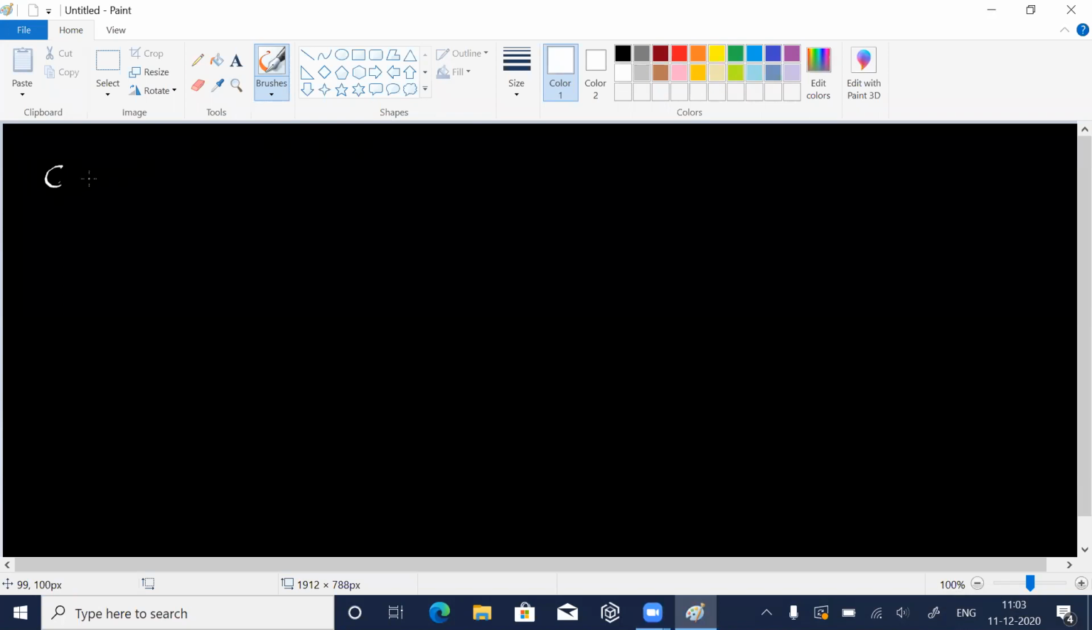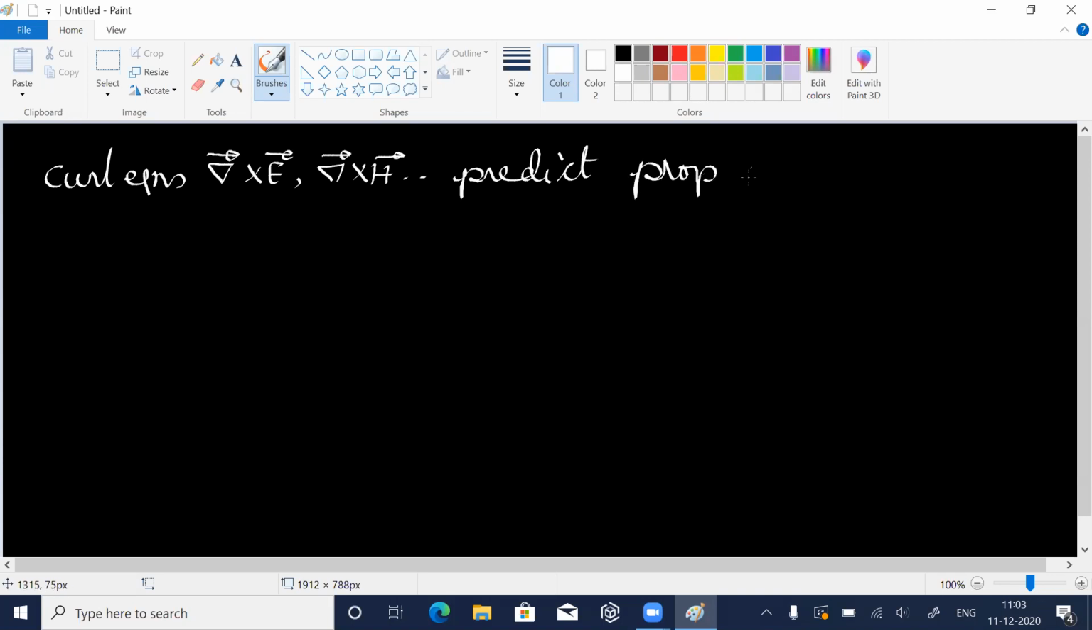We observed that the curl equations, curl of E and curl of H, predict wave propagation. And we observed, and just confirm whether or not we did this: del square E plus k square E equal to 0.